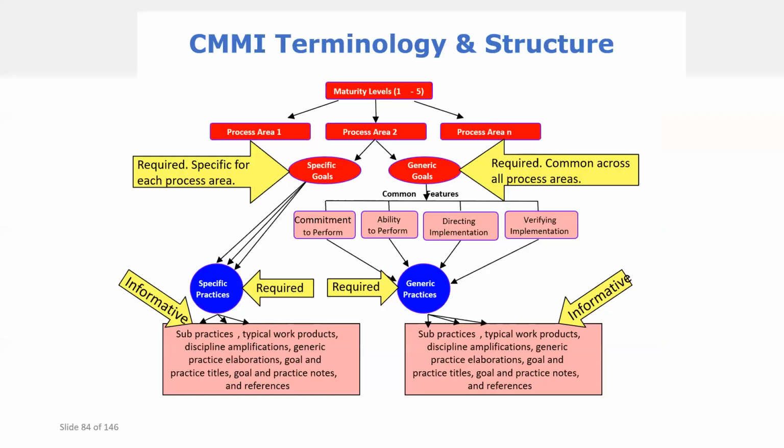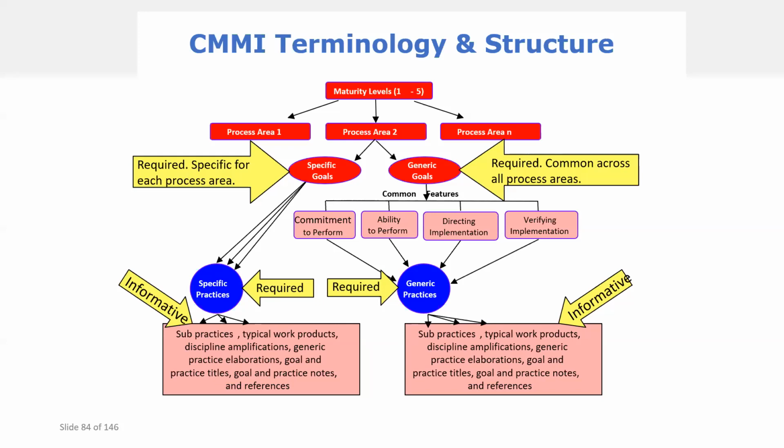It is a simple example. Maturity levels 1 to 5, process areas 1 to 3. Each process area is divided into specific goals and generic goals. For specific goals, you have some set of procedures which is already there. Generic goals are commitment, ability, directing, and verifying. Commitment is a generic term. Commitment cannot be measured.